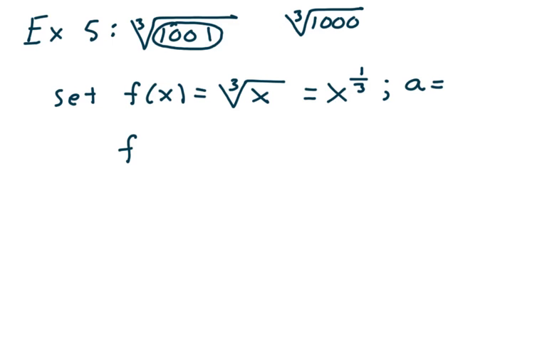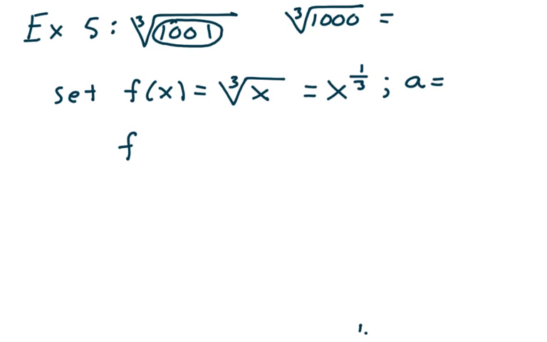So we're taking a number that I know the cube root of to find a number that I don't know the cube root of. Okay, let me say that again. I'm trying to use a number that I know the cube root of to get me a number that I don't know the cube root of, so I can hopefully approximate it. So I know the cube root of 1,000 is 10. So I'm going to let a be 1,000.